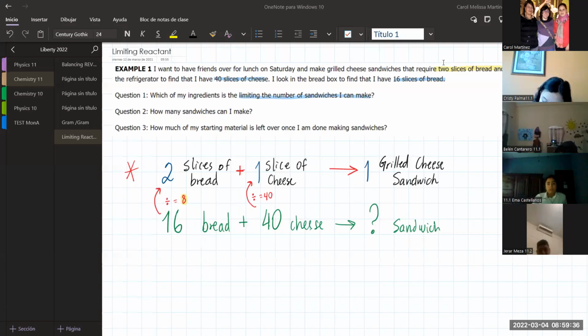So which one is the limiting reactant? Bread or cheese? Bread. No, with cheese you can make 40 sandwiches. The limiting reactant is the one that is going to give you the least number of sandwiches. The least number that you got was 8. So, what ingredient makes only 8 sandwiches? The bread. Because the bread is only allowing you to have 8 sandwiches, we say that the bread is the limiting reactant.